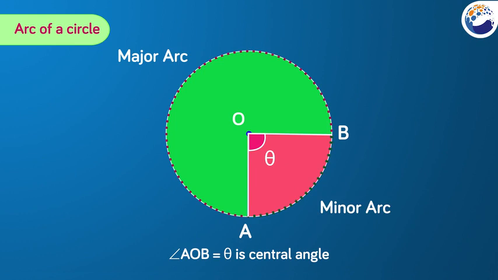If the center of a circle is on one side of the secant, then the arc on the side of the center is called major arc, and the arc which is on the other side of the center is called minor arc.